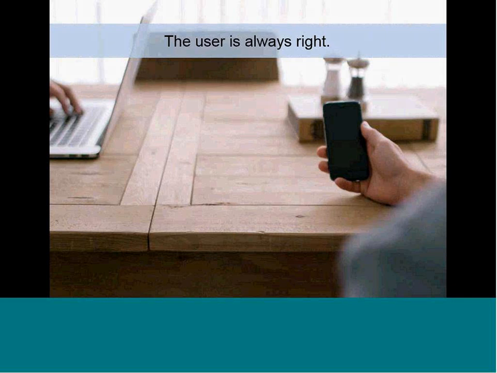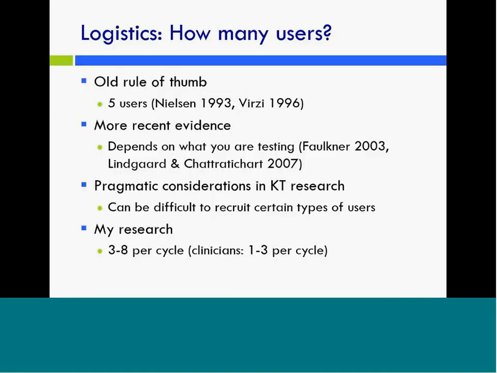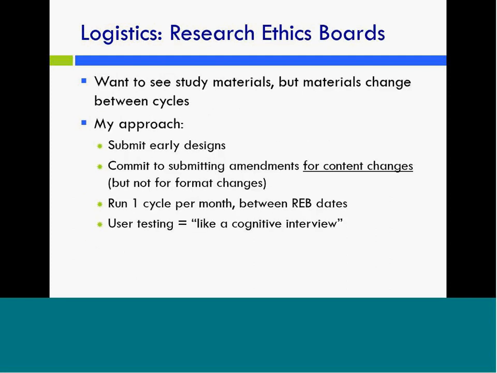So with this comment, the user is always right. This is a little bit in tension with some of the underlying philosophies with KT. But I'm going to give you a couple of quick logistics points. How many users? Depends. We don't have really good evidence on this. I will tell you that in my research, I do 3 to 8 people per cycle, and when I have clinicians, it could be as few as 1 per cycle.